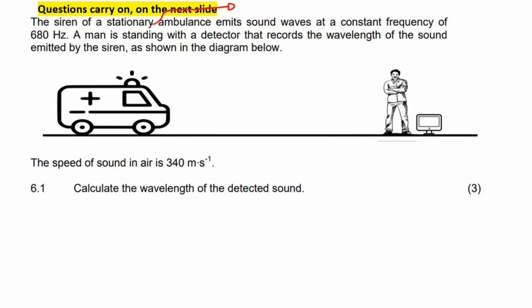So let's say that the velocity is 0. That's what stationary means. It means it's not moving, okay? So the siren of a stationary ambulance emits sound waves at a constant frequency of 680 hertz. That's its frequency.